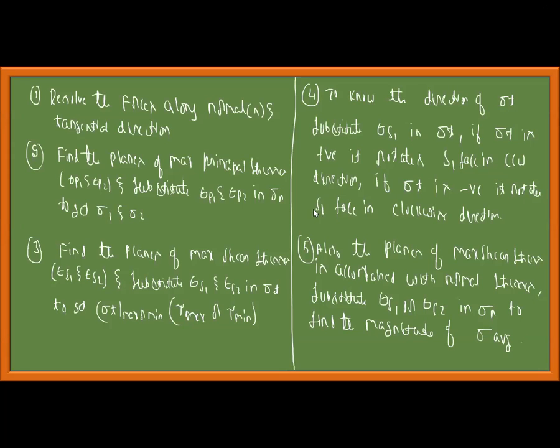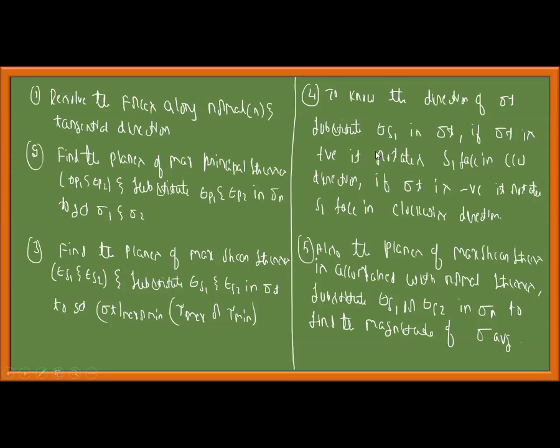These are the 5 points you should remember. First, we'll resolve the forces and we'll find the planes on which this sigma n is maximum. We'll substitute back those values theta p1 and theta p2 into sigma n, and we'll get sigma 1 and sigma 2. Similarly, we'll find theta s1, the planes on which shear stresses are maximum. We will substitute theta s1 and theta s2 values, that is 45 degrees and 135 degrees, into sigma t, and we will get our tau max or tau minimum.